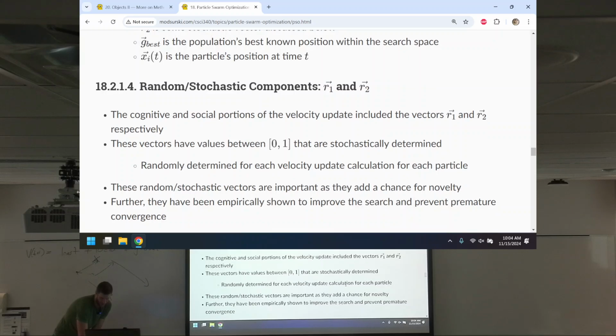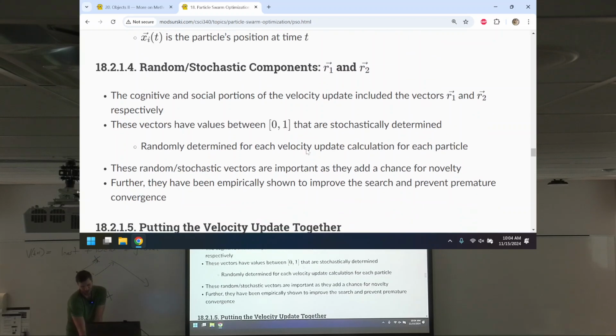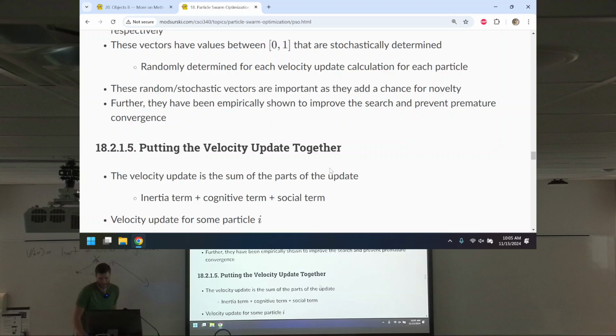Okay, speaking of, the cognitive and social portions of velocity update include this R1 and R2 thing. The vectors have a value between 0 and 1. So we have vectors of values between 0 and 1. These are randomly determined for each velocity update calculation for each particle. This is where the randomness gets involved within the iteration of the algorithm. And these random stochastic vectors are important as they add a chance for novelty, exploration to the search space. Although there's a lot of things in here that are exploration, this is a really great way to add some novelty. And they also show empirically they work really well.